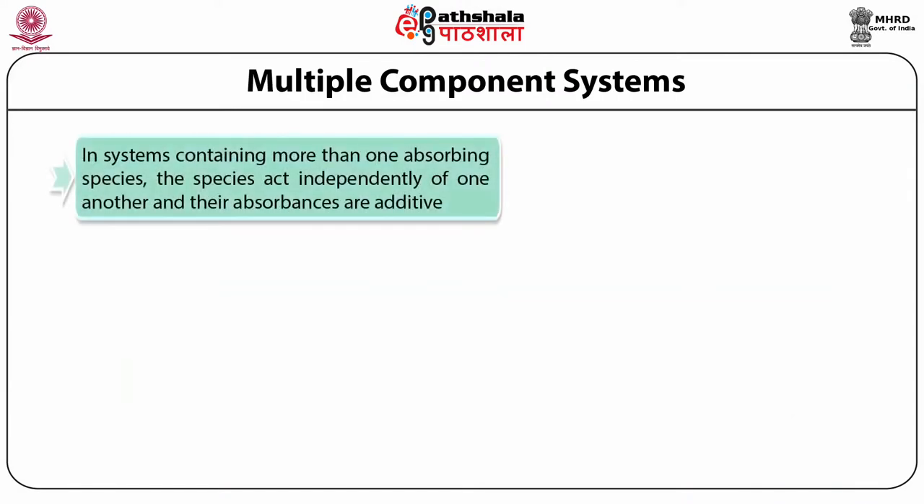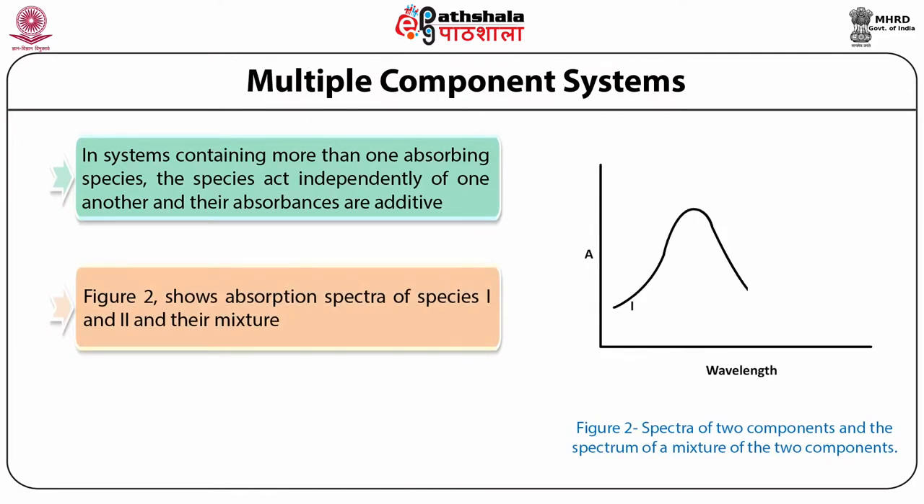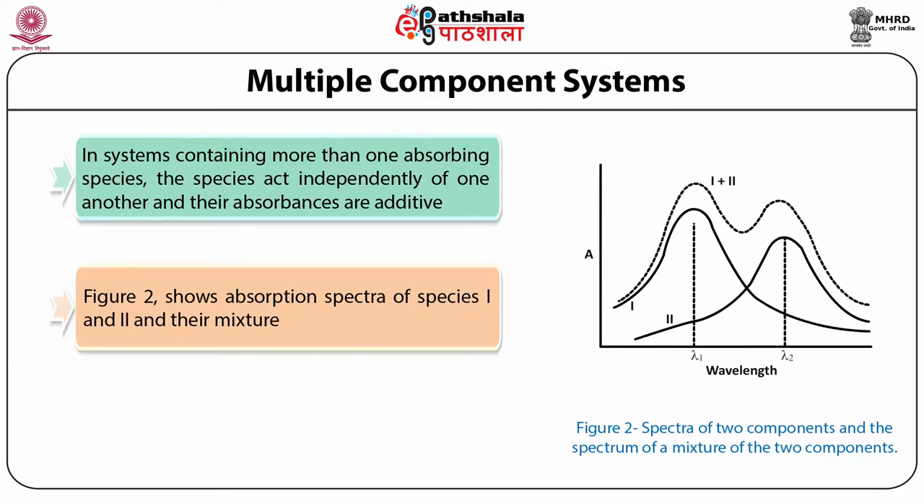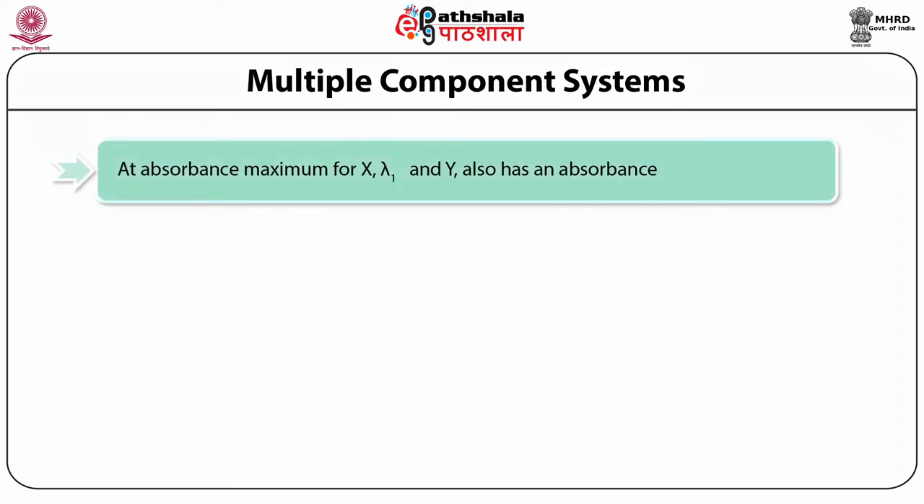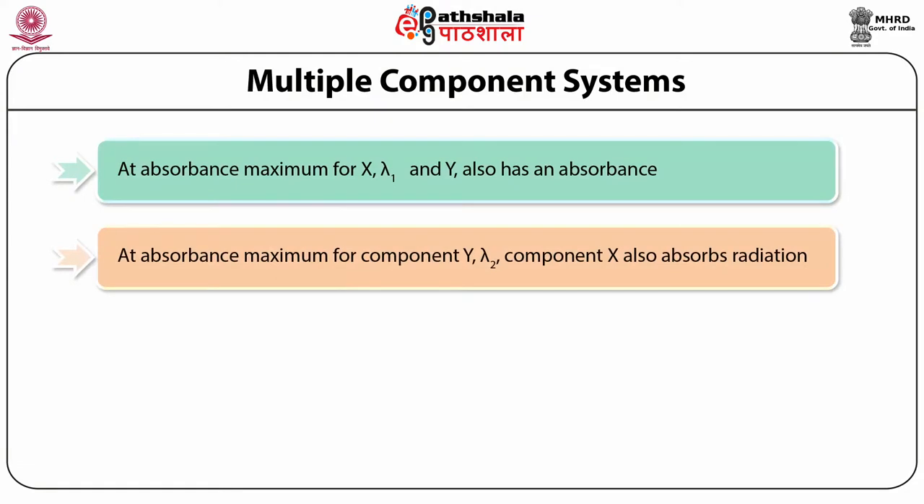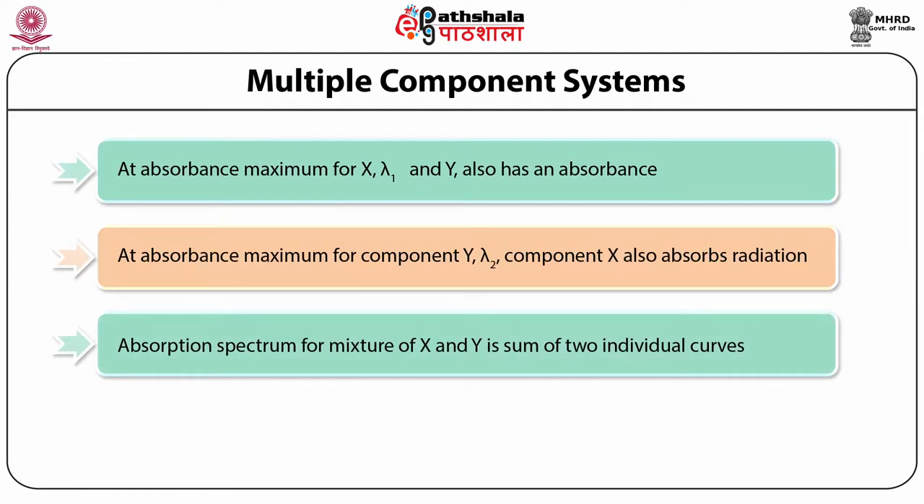For multi-component systems containing more than one absorbing species, it is assumed that the species act independently of one another and that their absorbances are additive. From figure 2, we can see the absorption spectra of species 1 and 2 and their mixture. The absorbance maximum for X is lambda 1, and Y has its absorbance maximum, for component Y, represented as lambda 2. Component X also absorbs radiation. The absorption spectrum for a mixture of X and Y is the sum of the individual curves.